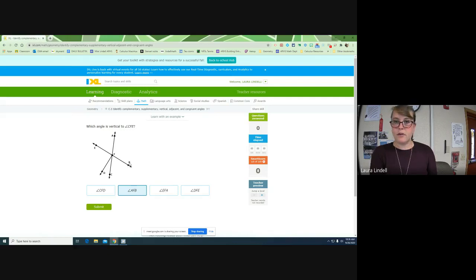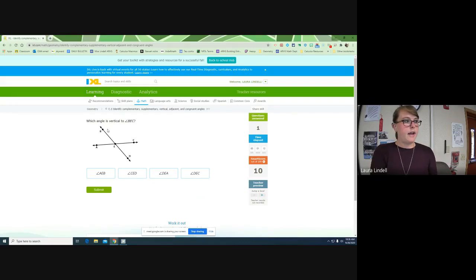If it wasn't one of our choices, we would want to look and go, okay, well, is BFA one of the choices? Because remember, angles can be written in two ways when they're written with three letters like that. So the vertical angle to CFE is angle AFB. They're across from each other.